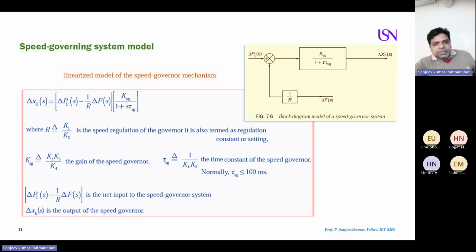Then we are going to see, this is the most important. We have seen many electrical characteristics. And now we are going to look at it from the point of view of control systems, because in control systems we need blocks. How to represent mathematically all these large power systems in the simplest way. For that, I can show you here a linearized speed governor mechanism where delta XC of S.